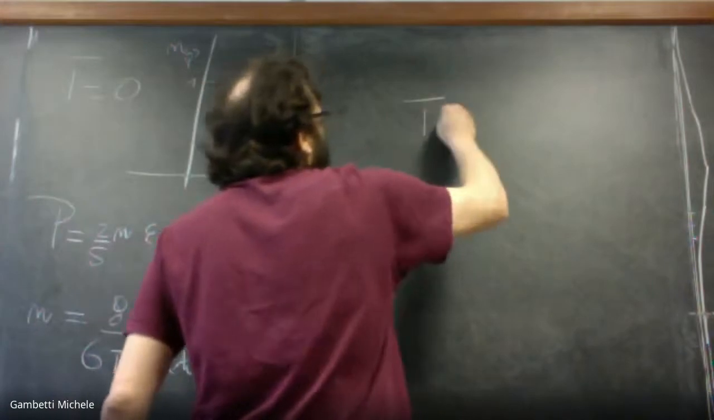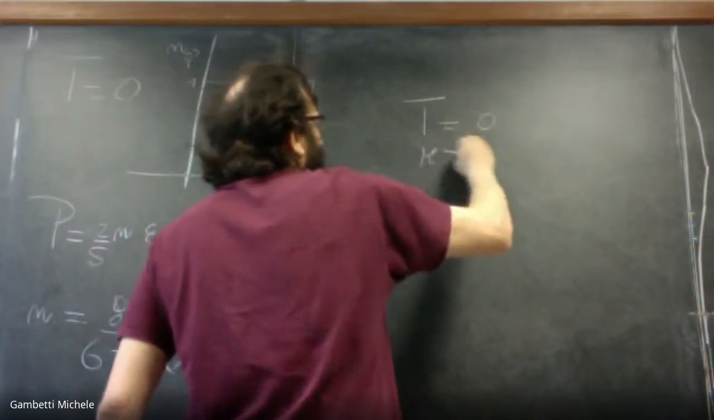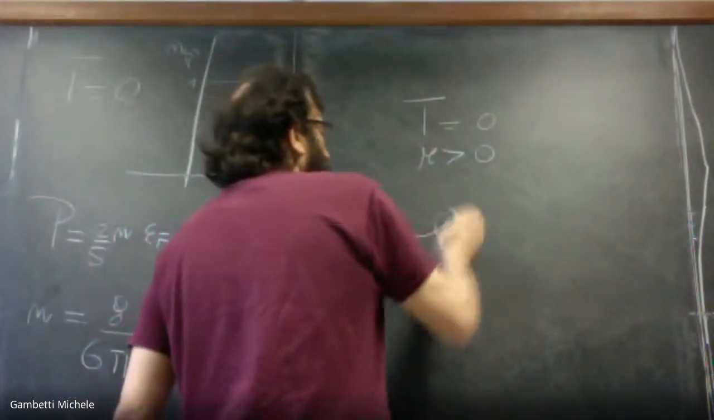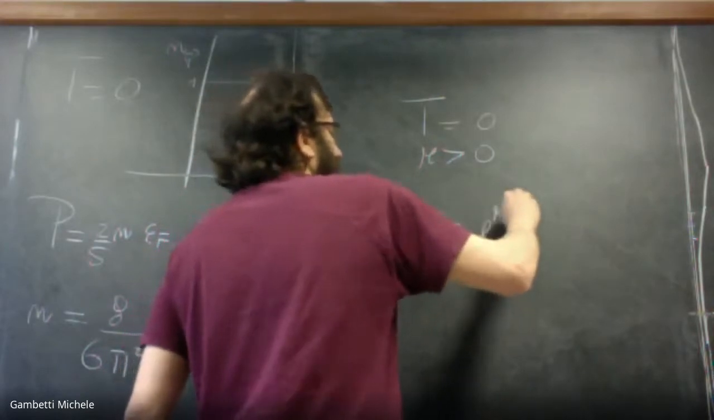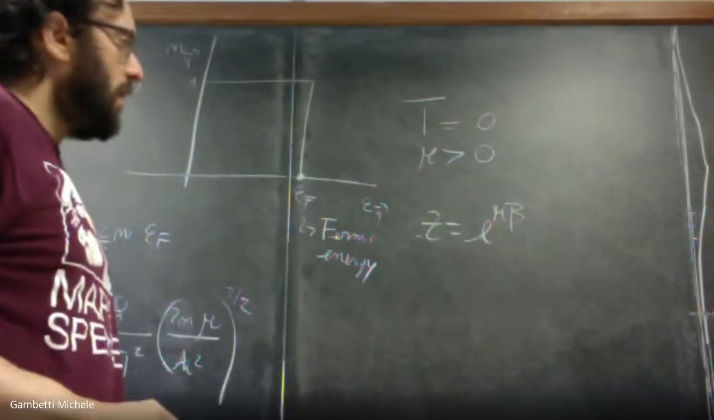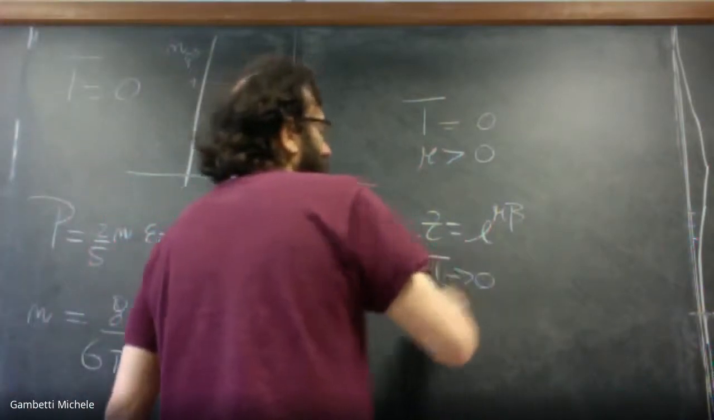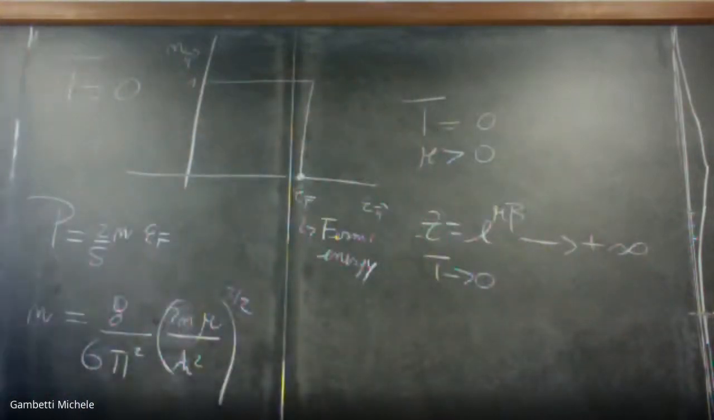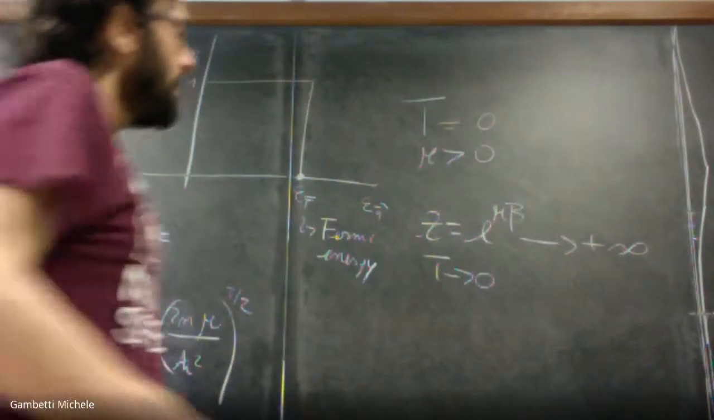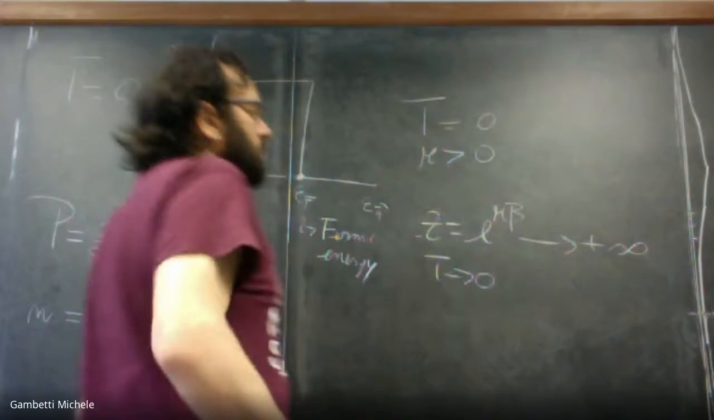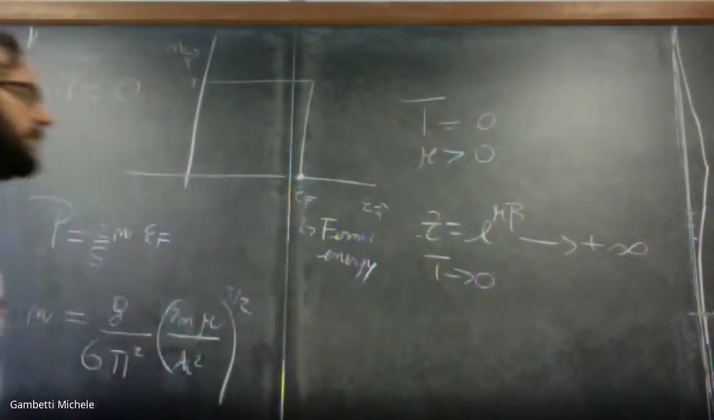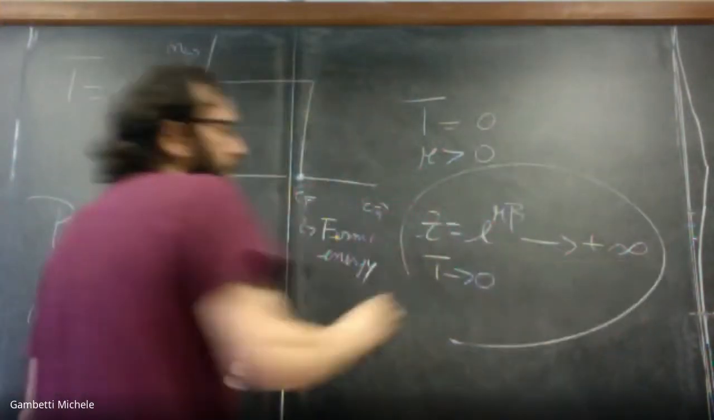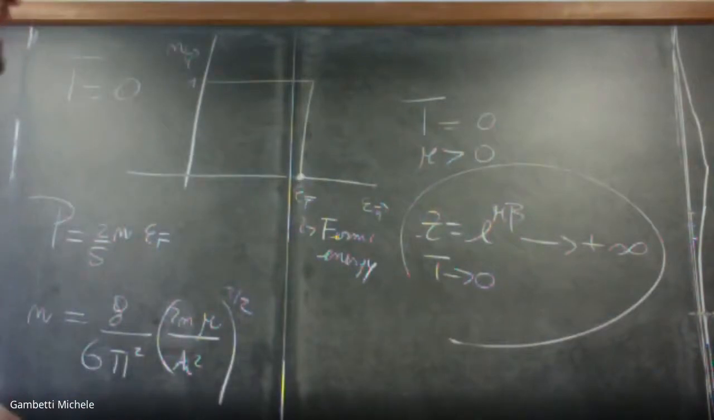So what happens is that at T equals zero, mu is a finite number, it is positive, and therefore the fugacity, which was this quantity here, in the limit in which T is going to zero, well, this diverges, right? The fugacity goes to infinity, because I have T going to zero and mu is a finite value, so the fugacity diverges. And of course, this is now the limit in which quantum mechanics plays a major role.